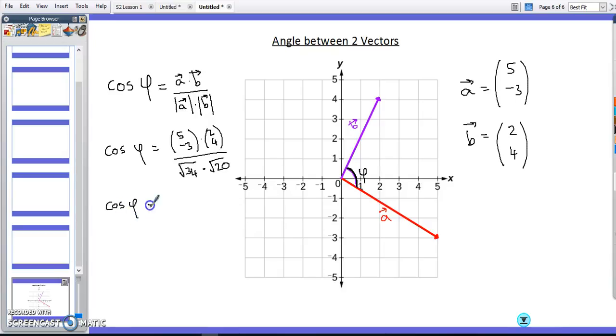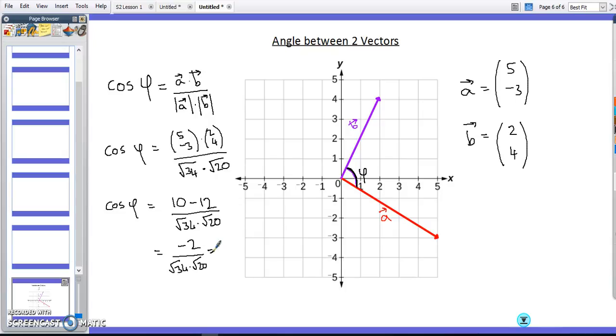Our scalar product in the numerator gives us 5 times 2, which is 10, plus -3 times 4, which means we need to take away 12 from that 10, divided by the square root of 34 times the square root of 20, which gives us -2 over root 34 times root 20, and this is something we can do on the calculator.